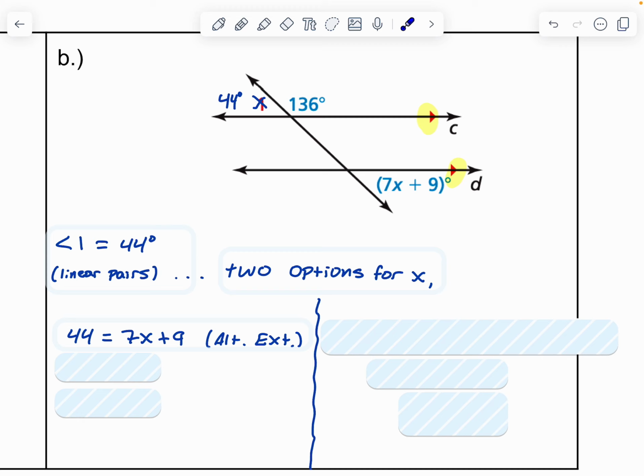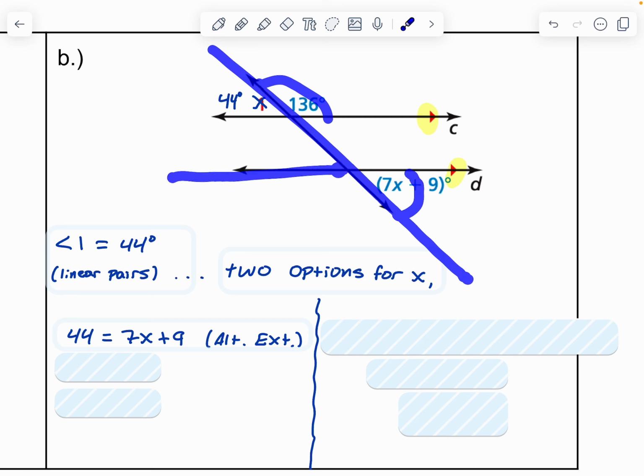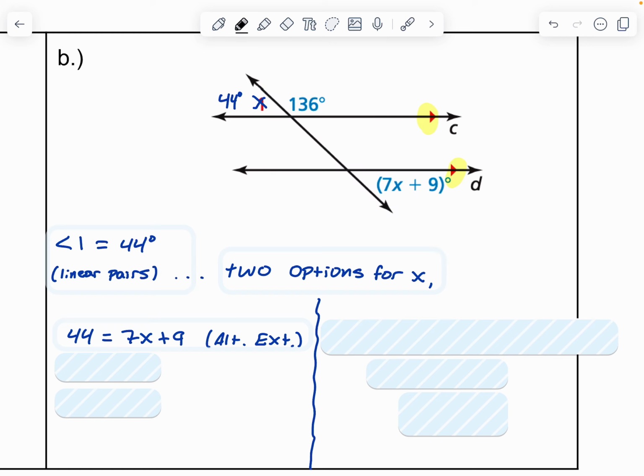Another way that I could go about this is looking at the direct relationship without having to find angle 1 first. These two angles are on the same side. Are they both inside or outside? They're both outside those two parallel lines, which tells me that they are consecutive exterior angles. And consecutive exterior angles are supplementary.